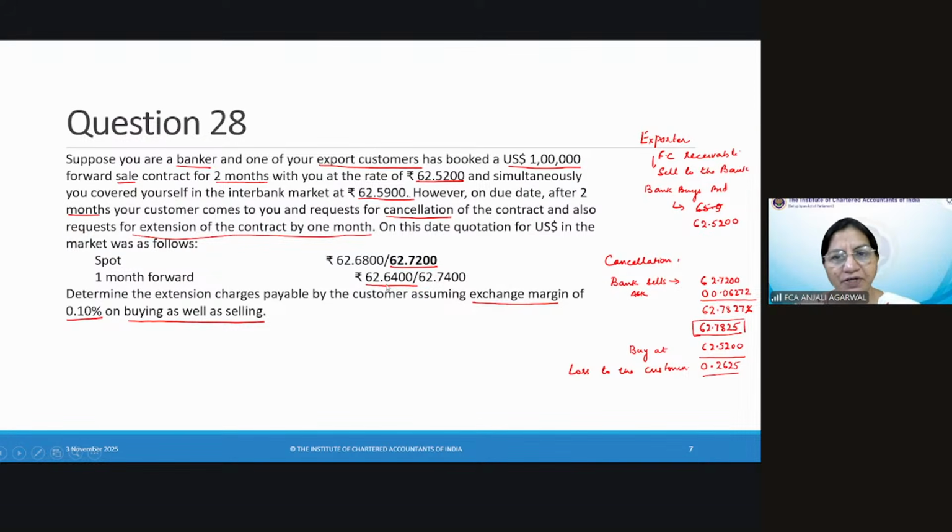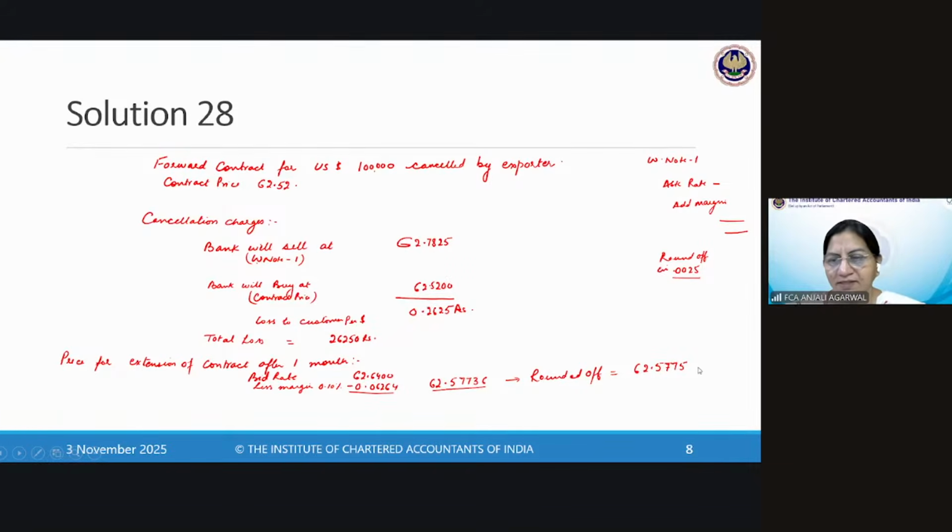Once again, bid rate would be applicable because he is an exporter. So he will come and sell the dollars at 62.64. But if we consider the margin, 62.64 minus 0.10%. That answer you can round off in multiples as you think fit, but you will mention in the solution what method you are using to round off the decimals.